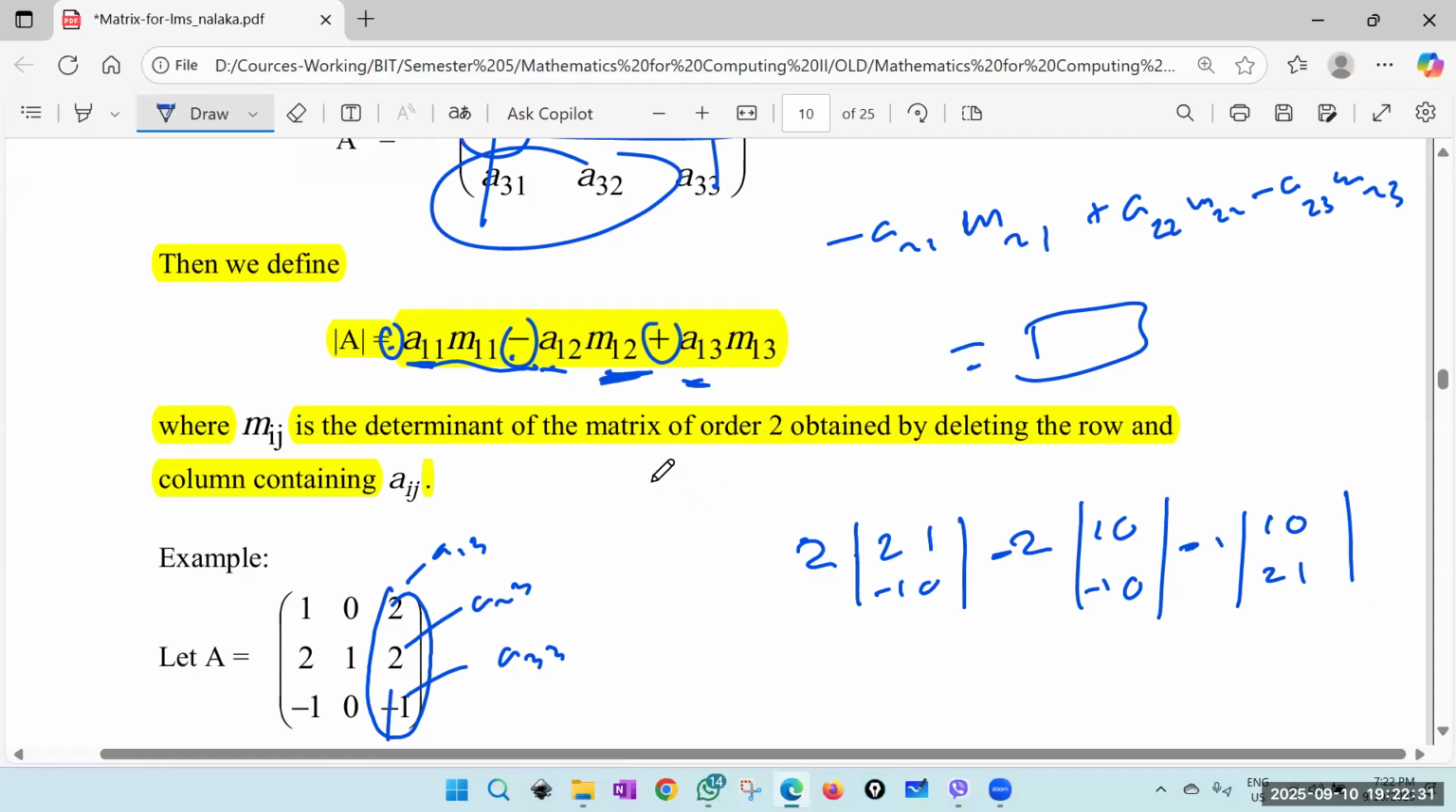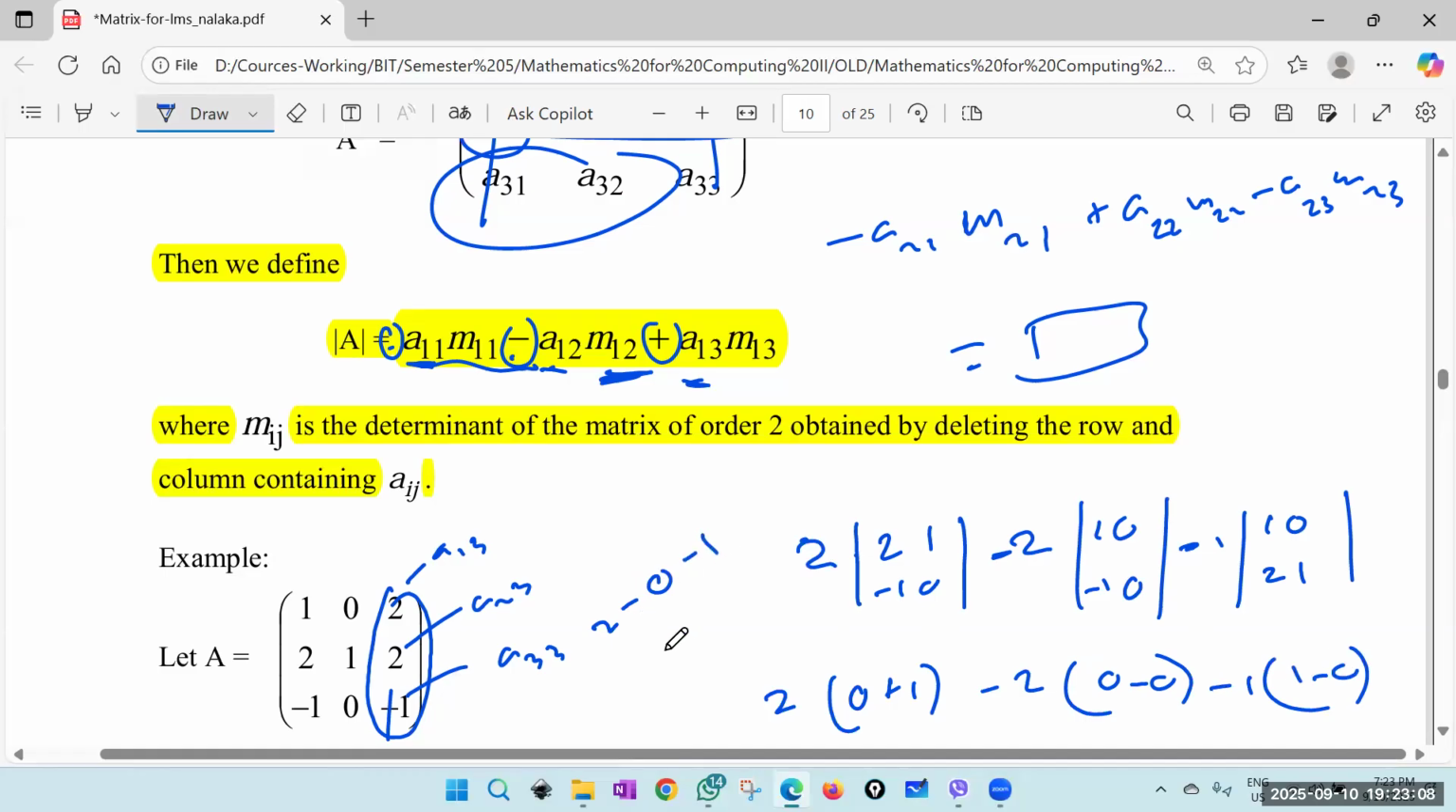Okay. Now we can calculate 2 times this. 2 into 0 is 0, minus 1, that is plus 1. Minus 2 times 1 into 0 is 0, 0 into minus 1 is 0, minus 0. Minus 1 times 1 into 1 is 1, 1 minus 0. So that means 0 plus 1 is 1. That is 2. Minus 0 minus 0 is 0. 2 minus 2 into 0 is 0, 1 minus 0 is 1. 1 into minus 1 is minus 1. 2 minus 1 is 1. Okay. So the answer must be 1.